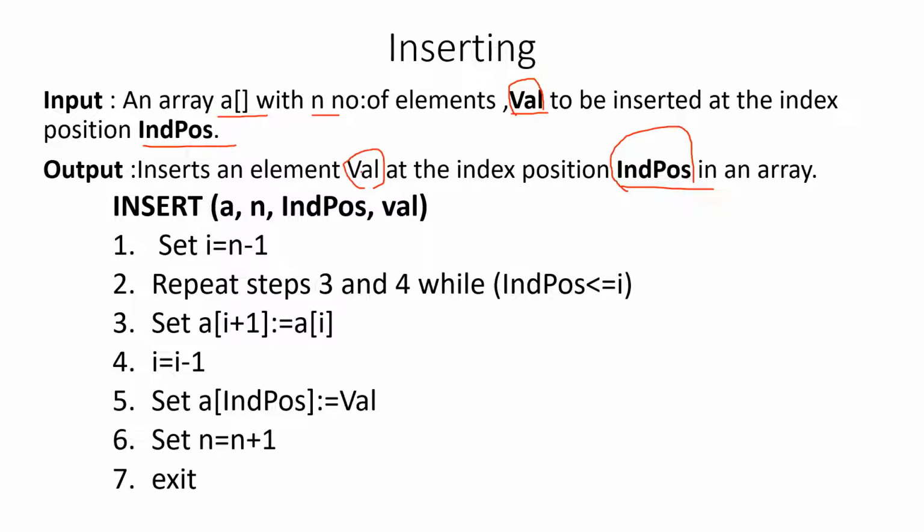Got it? So what are the inputs? When we call insert as a function, the arguments expected are the array with the n number of elements, the value to be inserted, and the index position at which the value has to be inserted. So the array A, the number of elements n, the value, and the index position. These four will be the arguments which will be passed to the insert function.